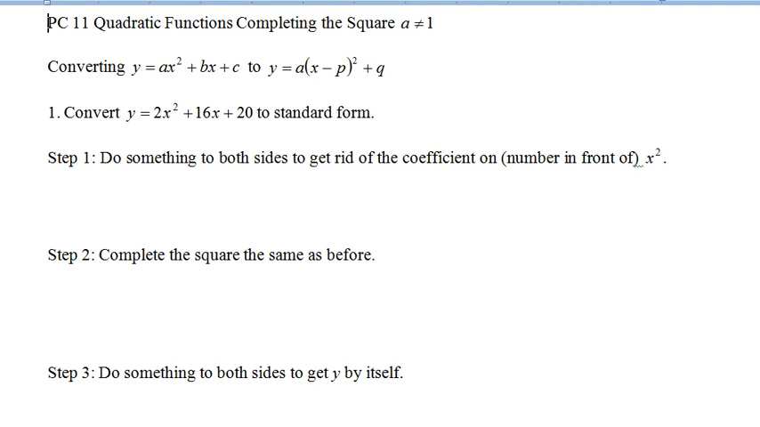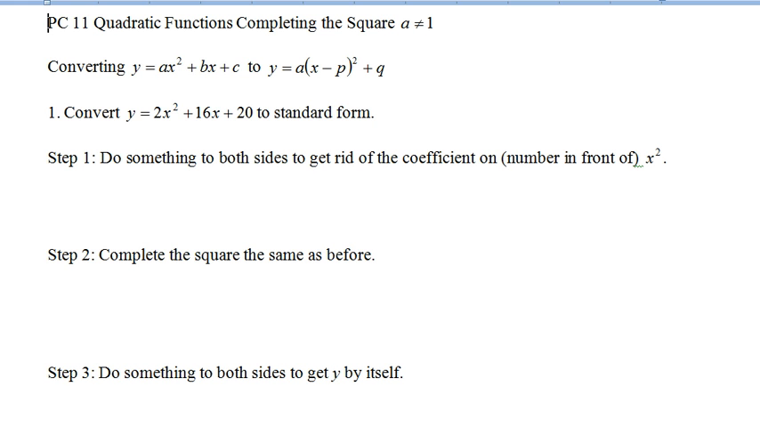Welcome to our 5th lesson on quadratic functions. This time we're going to complete the square, but there's going to be a number in front of the x squared. In our first lesson, just to make things easier, we never had that. So in this case, we're going to have to deal with that. Okay, and we've got a set of steps to go through here.